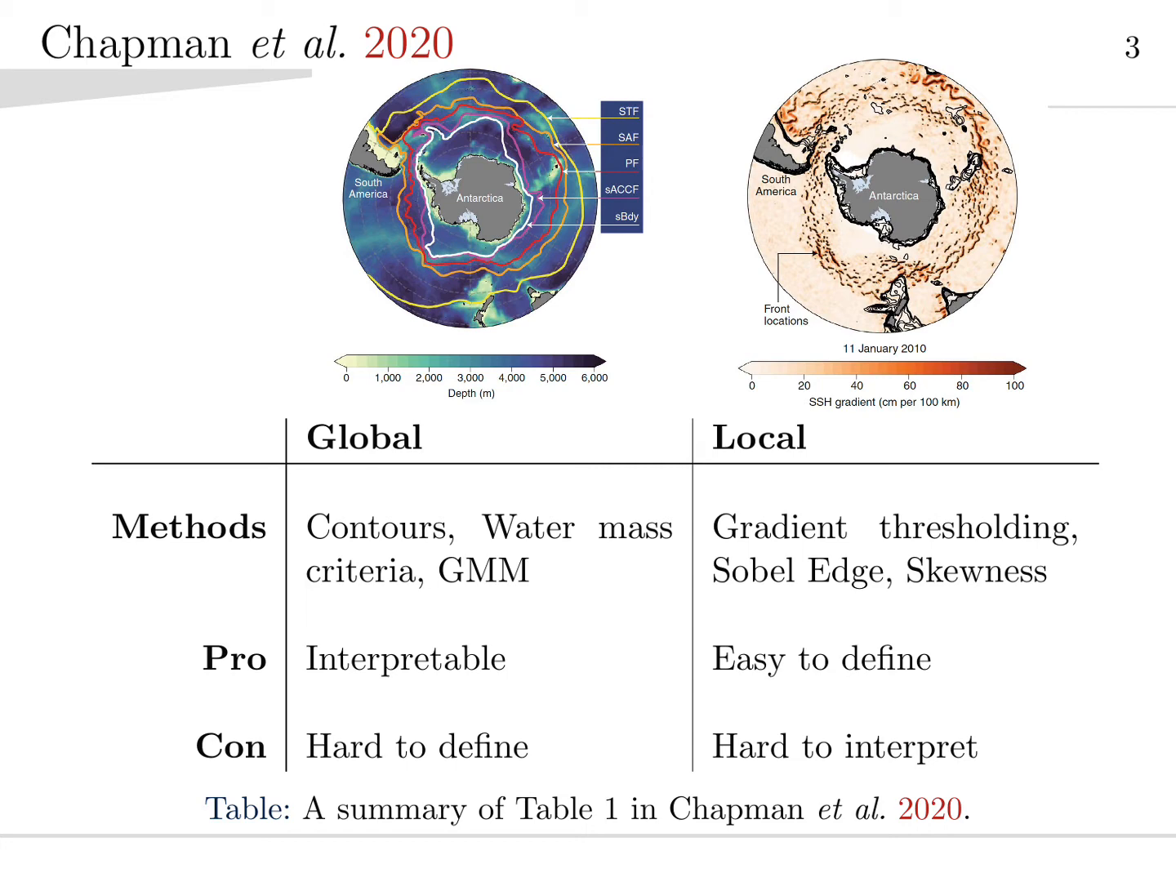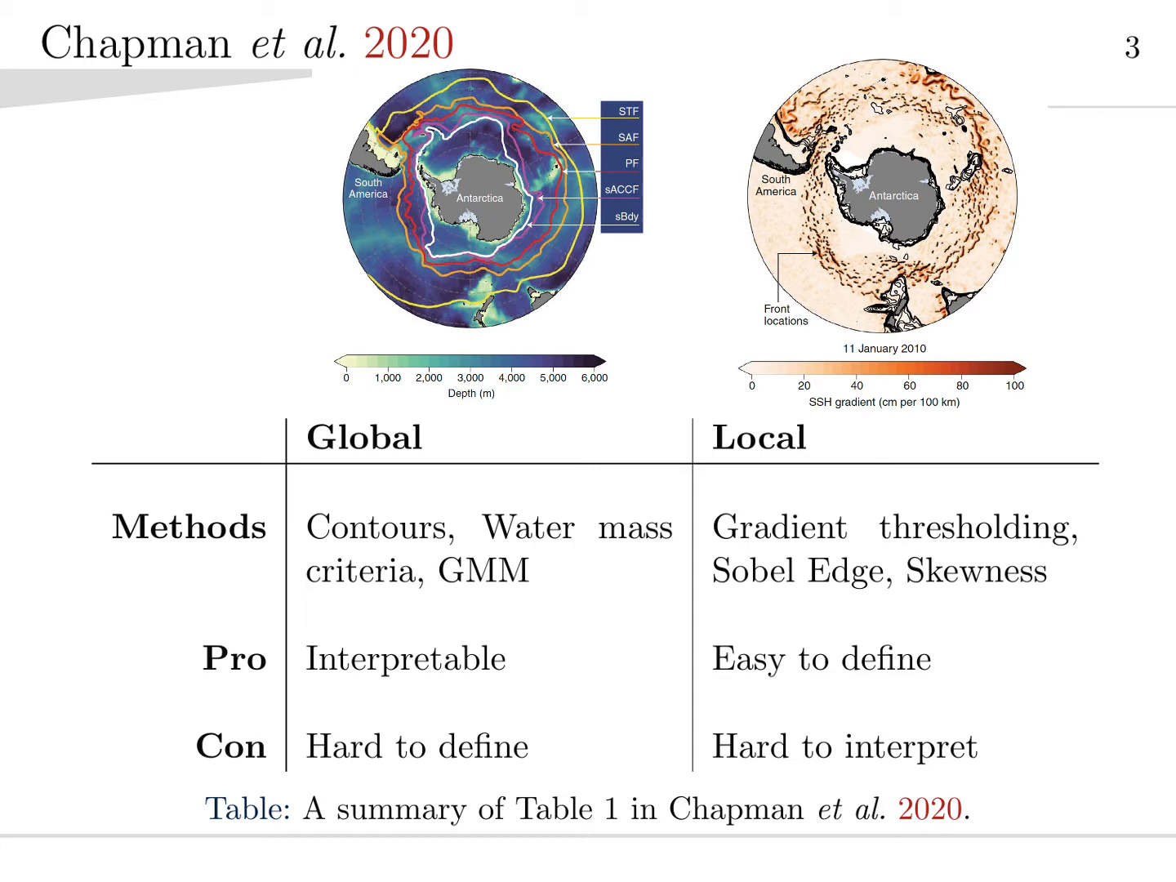The advantage of this method is that it's highly interpretable, and it's useful for oceanographers to be able to talk about the polar front or the sub-Antarctic front. But the takeaway from this is that it's very hard to define where those fronts should be or how many fronts there should be.